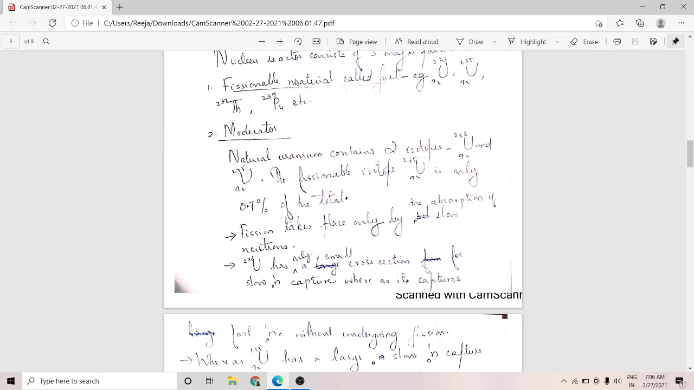Now, fission takes place only by the absorption of slow neutrons. Now, uranium-238 has a very small cross-section for slow neutron capture, whereas it captures fast neutrons without undergoing fission.